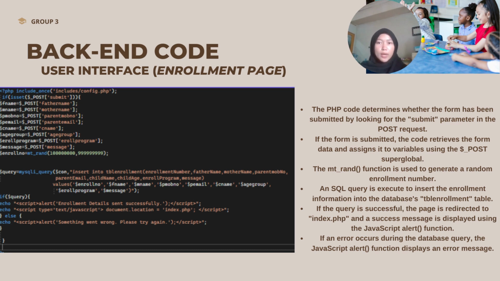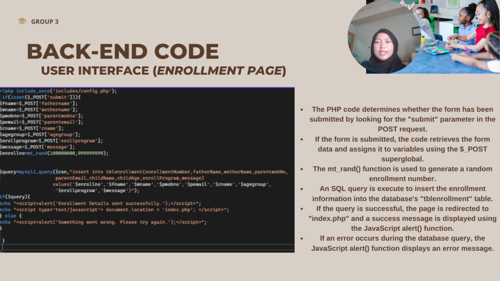If the form is submitted, the code retrieves the form data and assigns it to variables using the $_POST superglobal. As you can see, there's a lot of it. The rand() function is used to generate a random element number, and an SQL query is executed to insert the element information into the database table named tbl_enrollment.